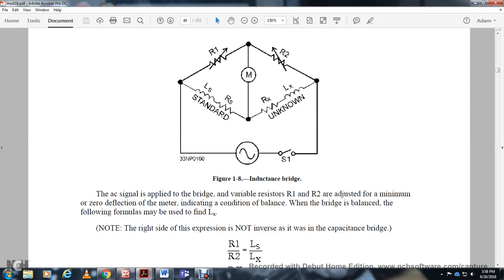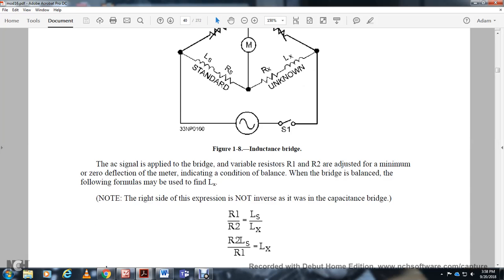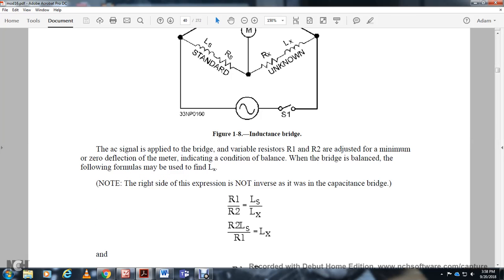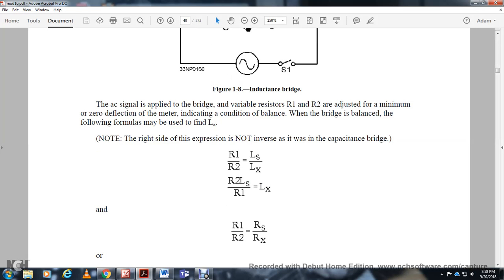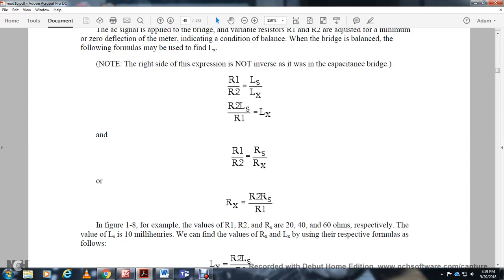The AC signal is applied to the bridge, and variable resistor 1 is adjusted for minimum deflection on the meter. According to the balance condition of the bridge, the following form may be used to find the inductance LX. The right side of the expression is not inverted, unlike in the capacitance bridge. Resistor 1 over resistor 2 equals LS over LX. So LX equals R2 times LS over resistor 1. Resistor 1 over resistor 2 equals RS over RX. RX equals R2 times RS over R1.